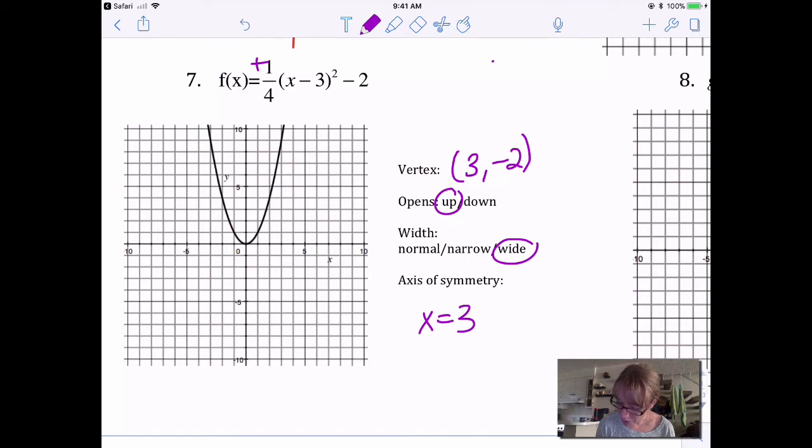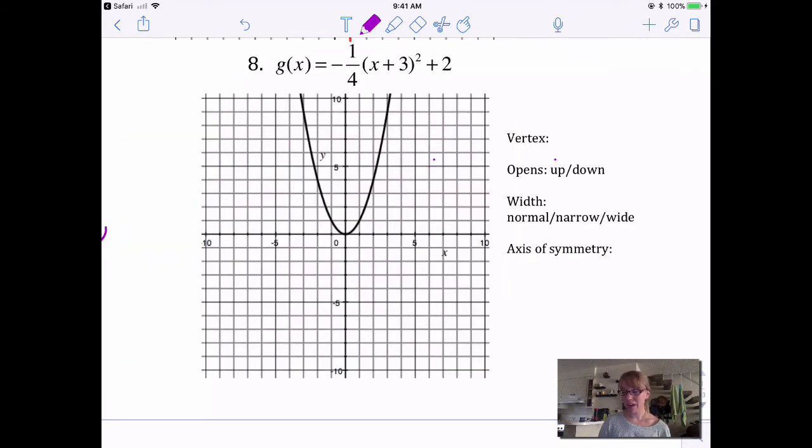So to the right, 1, 2, 3, down 2, opens up and it's wide. Again, I don't need it to be too perfect on how wide it is. I just want you to sketch. And then our axis of symmetry does have to go right through the vertex. Number 8, my vertex is negative 3, 2. The difference this time is I had a positive in the parentheses. Because of the negative in the original equation, I switch it to be negative. This parabola opens down because of my negative out front of a.